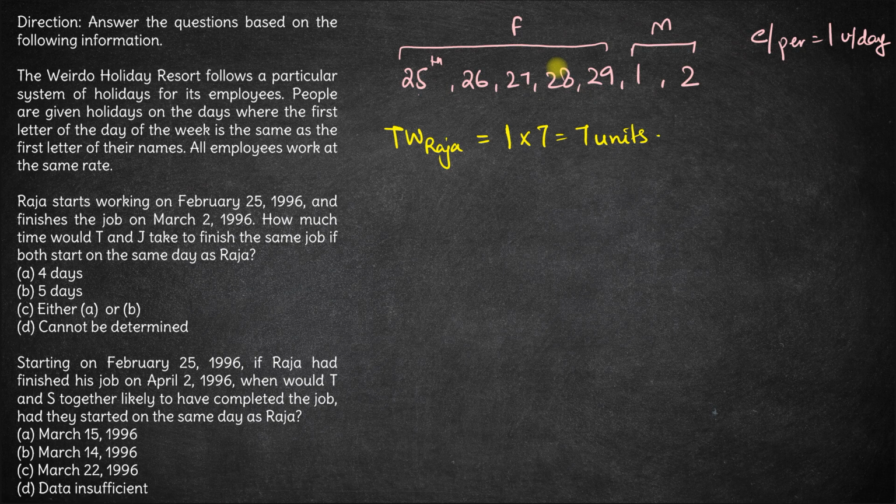For that we'll have to do some additional calculation. Here we'll have to use the concept of calendars. We need to first figure out which day of the week 25th of February 1996 is. If you remember the concepts of calendar, we'll use those concepts here.